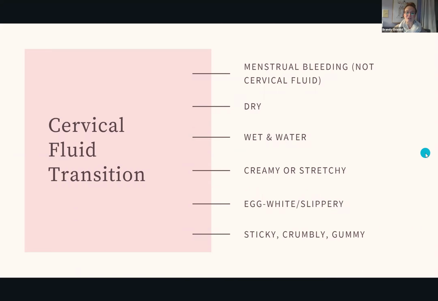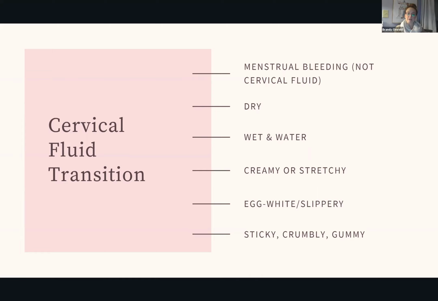So cervical fluid moves through a common transition throughout our cycles. You may or may not see each of these different types in each of your cycles. This isn't cut and dry. It changes as we age. It changes with different aspects and influences on our lives. But generally speaking, how our transition looks is we start with menstrual bleeding, which is not cervical fluid. That's your uterine lining and other tissue coming out of your body.